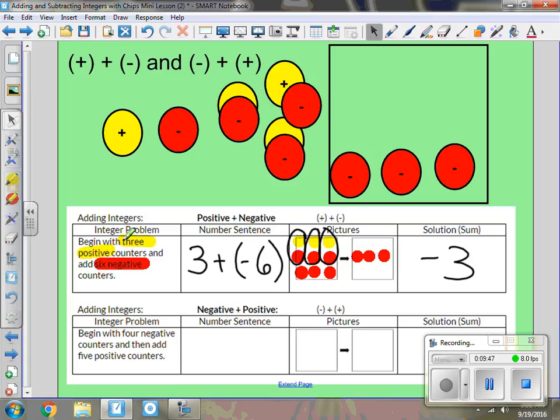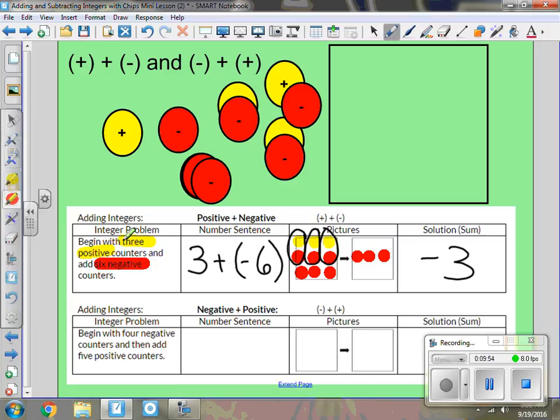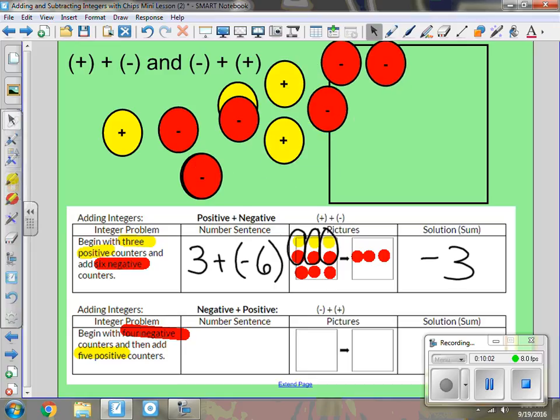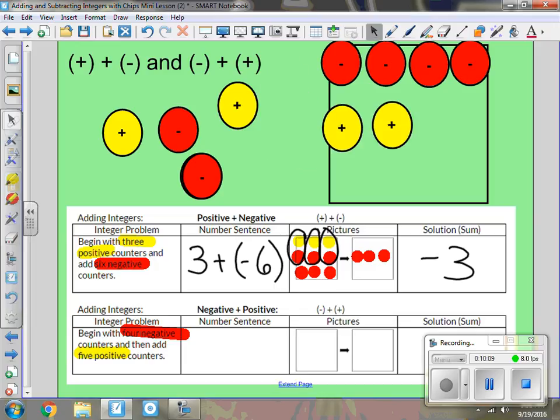All right, we are going to try that last one there. This is our last addition problem example. We are going to have 4 negative counters, and then we're going to add 5 positive counters. So I'm going to take 4 reds, put them on my party, on that dance floor. And then I'm going to also add 5 positive, 5 yellows.